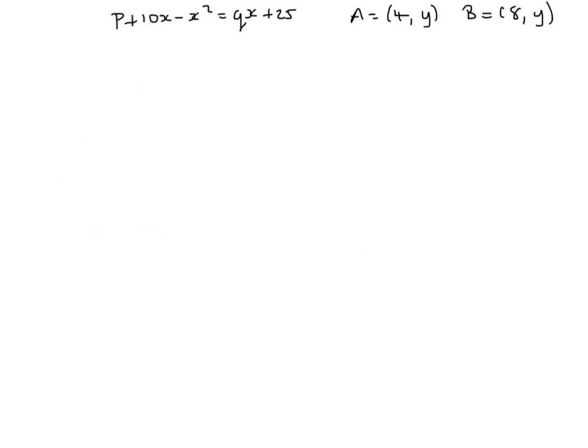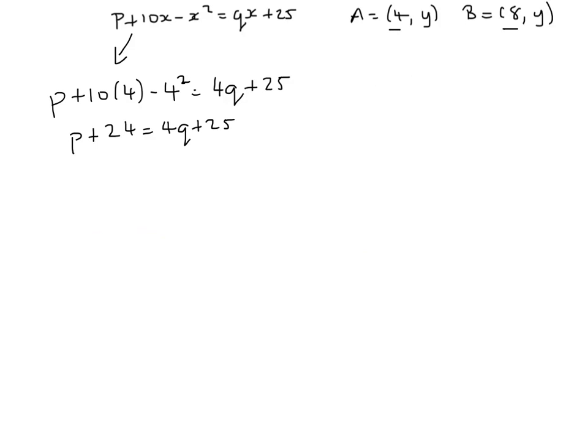We can think about a simultaneous equation type way of doing it by substituting these values of x into the equations. So if I've got P plus 10x minus x squared, we know that P plus 10 times 4 minus 4 squared is equal to 4Q plus 25. So multiplying all of that out and working it all through, we eventually get to P plus 24 is equal to 4Q plus 25. So P is equal to 4Q plus 1 by subtracting the 24 from both sides. So we know that P is the same as whatever 4Q plus 1 is. That's used x is 4.